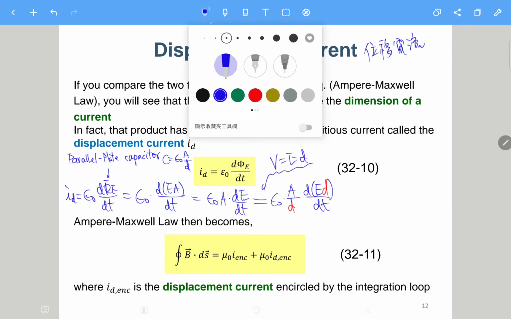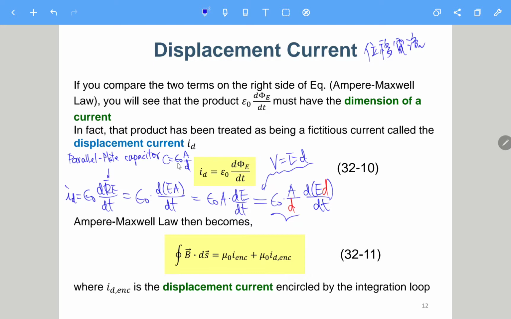Now you can see this is nothing but the capacitance, times dV dt. So here we have ID equals C dV dt, which is the same as the equation for the capacitor. So you can also imagine this displacement current is the current going out of the capacitor.